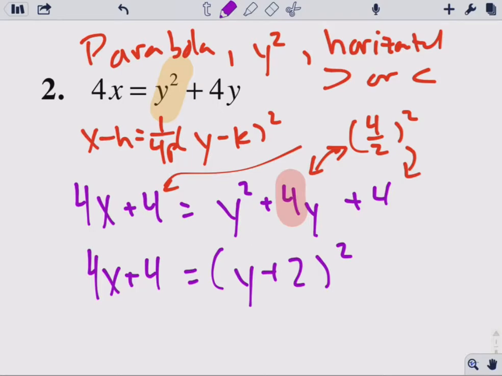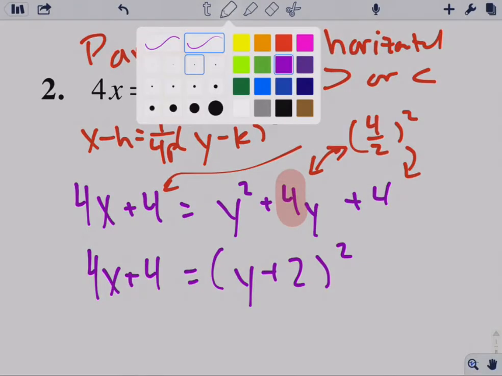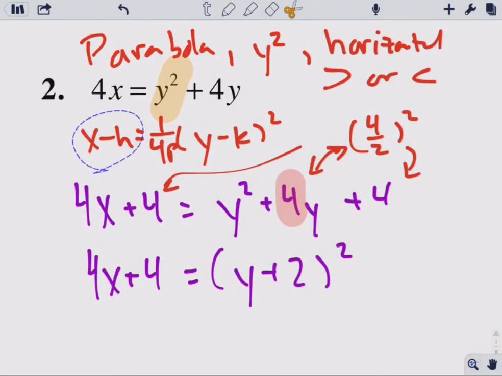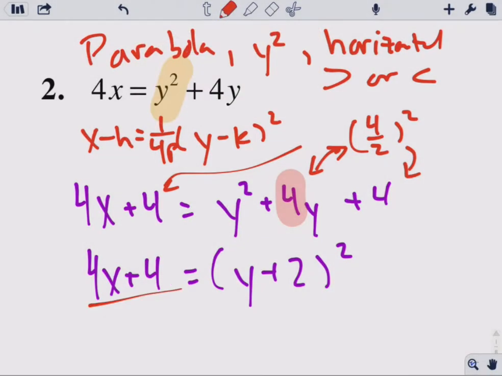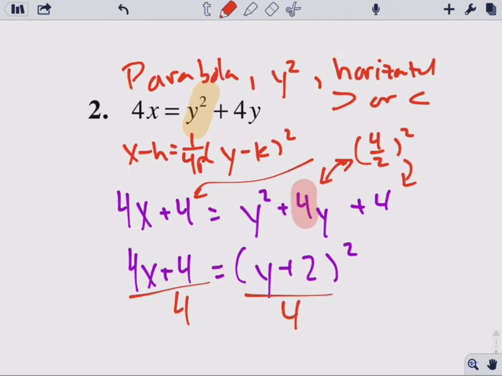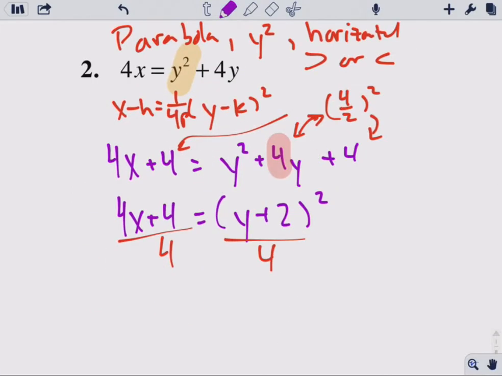Not quite the same because I needed to be x minus h, right? Needed to be x minus h. Alright, again, x minus h. And then, so I have to do one more step. And that one more step is divide by 4. Okay, and so my last step will make it go into the original equation. x plus 1 is equal to 1 over 4 times (y plus 2) squared.